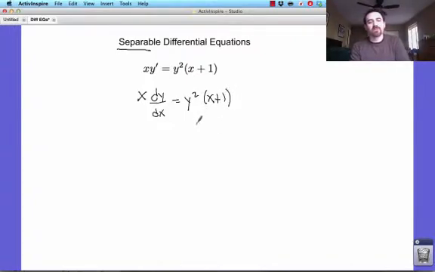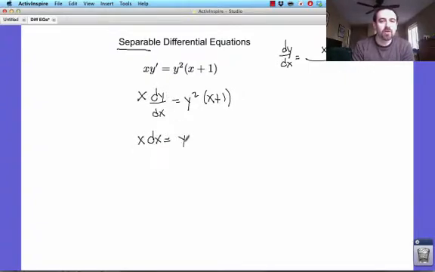So with separable differential equations, it's not as easy as having dy/dx solved for with only x's on the right, which is what we've looked at up to this point. Now we have a situation where even if I pull the x over here, I still have a y squared on the right. So here's what I'm going to do. I am going to pull the x over here, but I'm going to do something else as well. I'm going to separate the dy dx. So I'm going to have x dy equals y squared times x plus 1 dx.